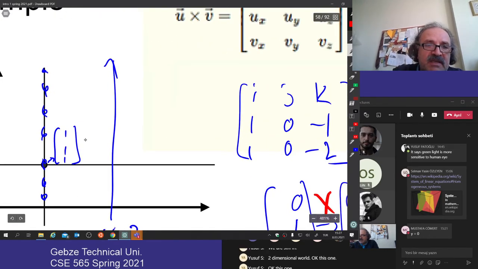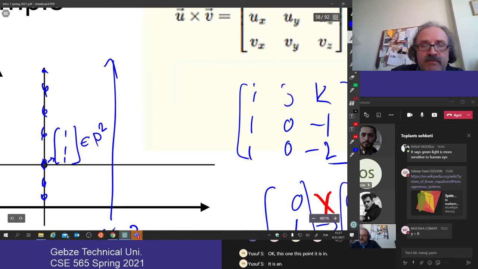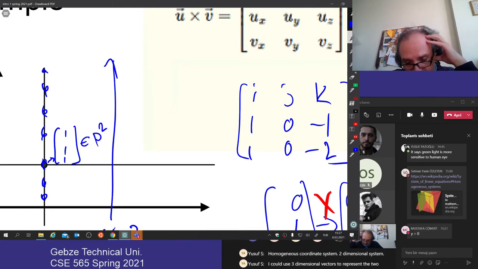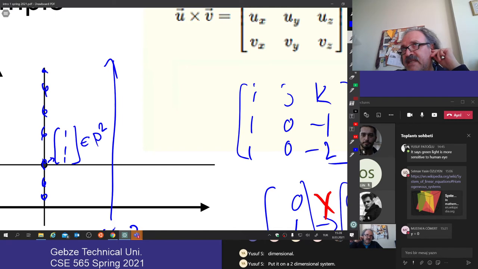This point is in P2, the homogeneous coordinate system, a two-dimensional system. I could use three-dimensional vectors to represent a two-dimensional point on a two-dimensional system. I never said that we are now in the three-dimensional world. We are only using three-dimensional vectors. So it has more representation power, including the points at infinity.